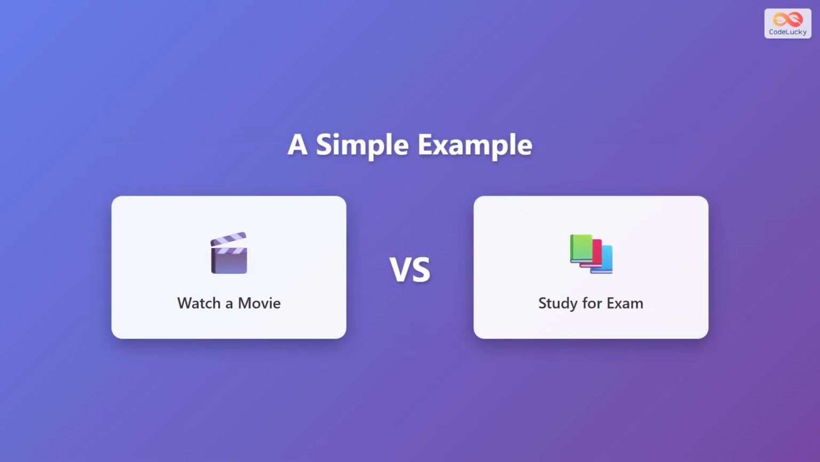Let's look at a simple example that many students face. Imagine you have a free evening ahead of you. You can either watch a movie for entertainment or study for an upcoming exam. Both options have value, but you can only choose one. This is where opportunity cost comes into play. The choice you make will determine what you gain and what you lose.